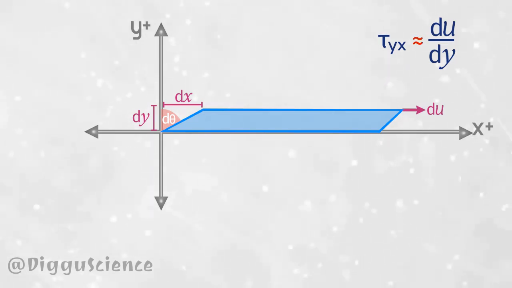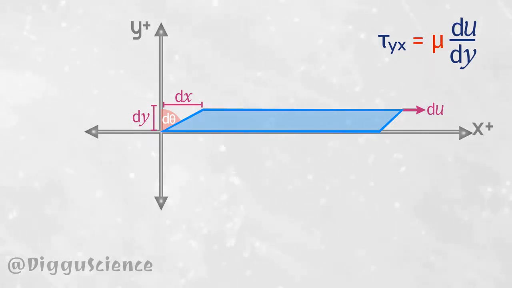The proportionality will turn into an equation by multiplying one side by a constant. This constant is known as the viscosity, mu. So a fluid can be said to be a Newtonian fluid if tau yx is equal to mu du/dy. We will use this equation often in the next series.